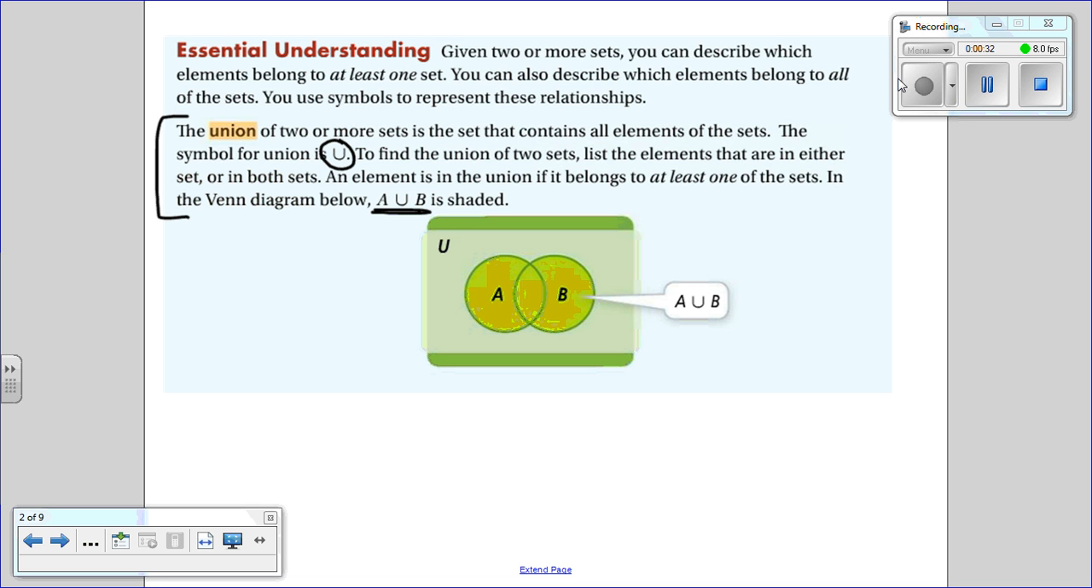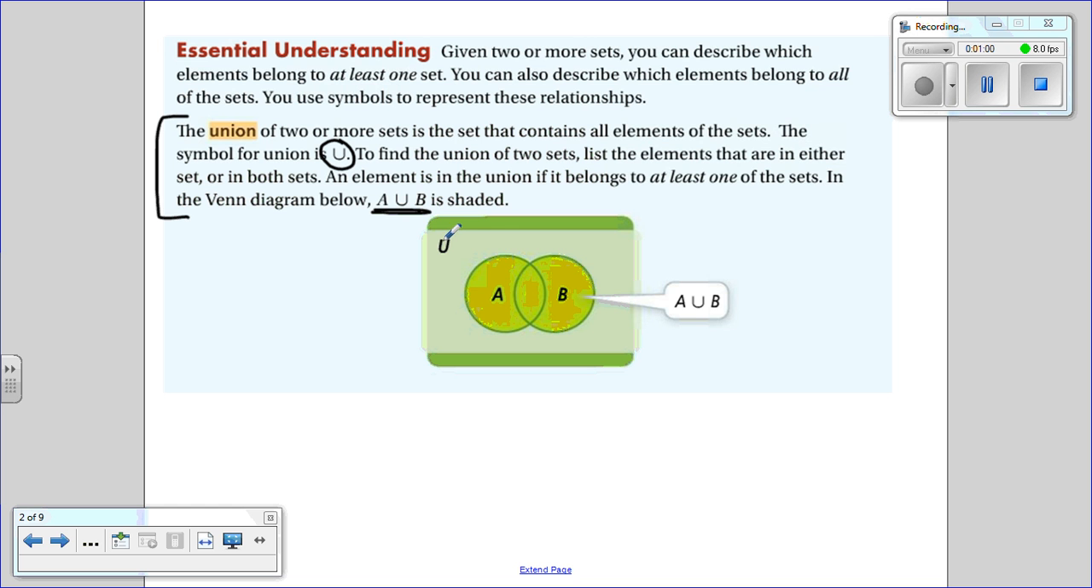Okay, so the union of two or more sets is the set that contains all elements of the sets. The symbol is kind of like a horseshoe or just a U without the little tail on it. What it means is that anytime you take two sets, we want you to think of a Venn diagram. You've seen them in class already, but it's essentially just a visual representation of what we're talking about.